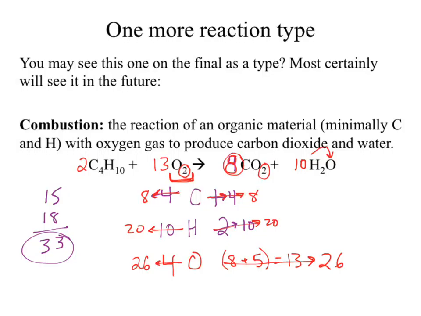At most, one question like this. You're still responsible for being able to acknowledge that it is a combustion reaction. How do we know it's a combustion reaction? We're looking at an organic material with oxygen gas producing carbon dioxide and water. Follow the pattern. Okay? This just happens to be one of the more advanced balancing issues that can pop up.